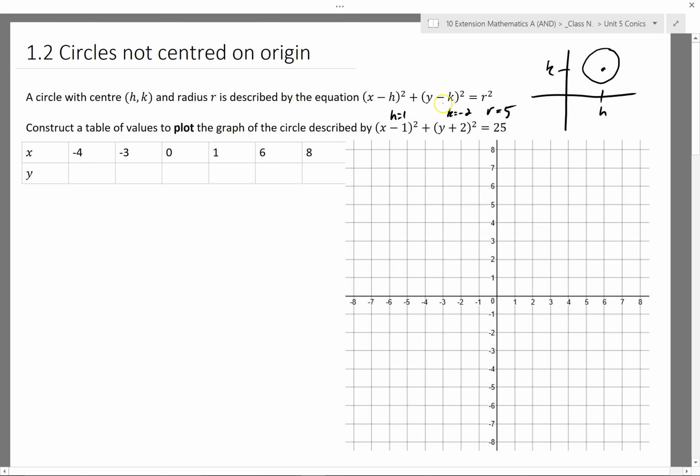How do I get minus 2? Minus 2 gives me positive 2 in the equation here. Okay, you'll get used to this. So it seems like the center is going to be 1, minus 2, and the radius is going to be 5. So I'll substitute in a point. I'll sub in x equals minus 4 into the equation and see what happens.